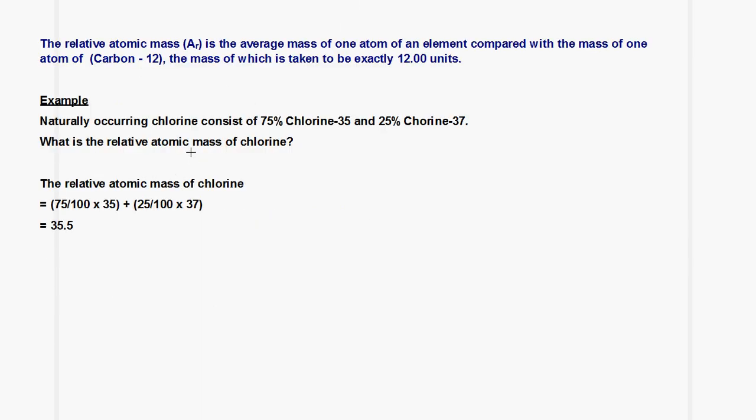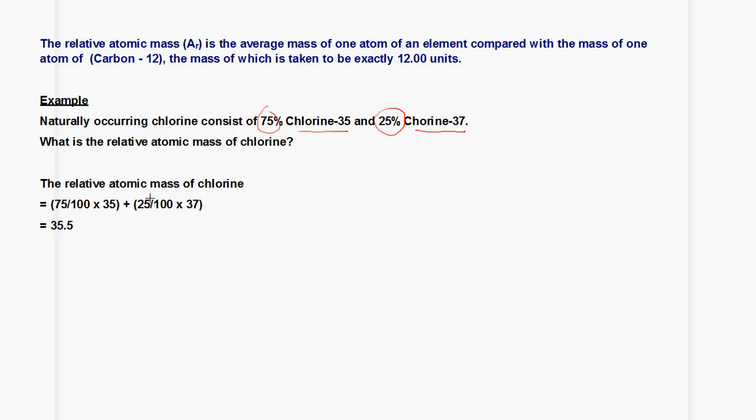Now, let us look at an example here. The relative atomic mass is the average mass of one atom of an element compared to the mass of one atom of carbon-12, the mass of which is taken to be exactly 12.00 units. Now, in the earlier example, we know that chlorine has two isotopes, chlorine-35 and chlorine-37. Naturally, they occur in a ratio of 75% to 25%. And the question is, what is the relative atomic mass of chlorine?